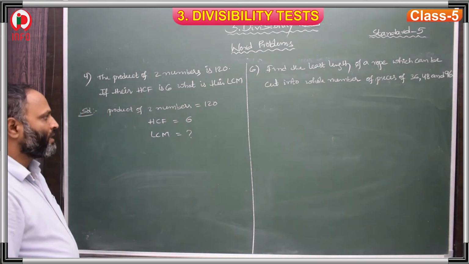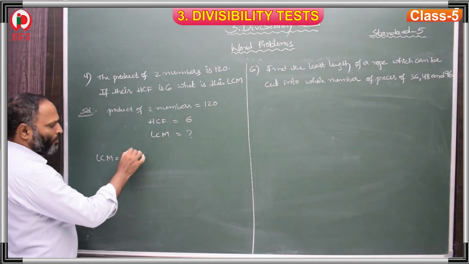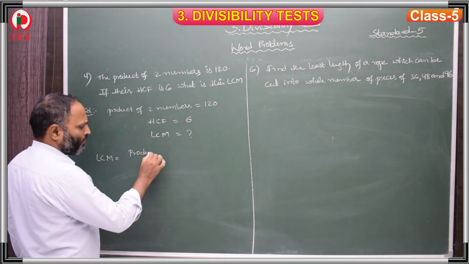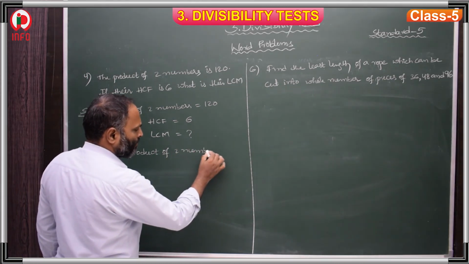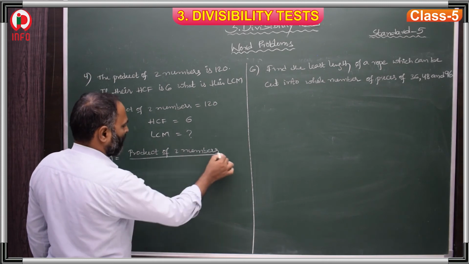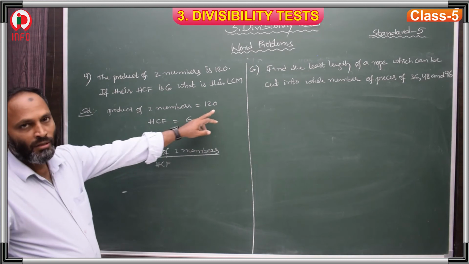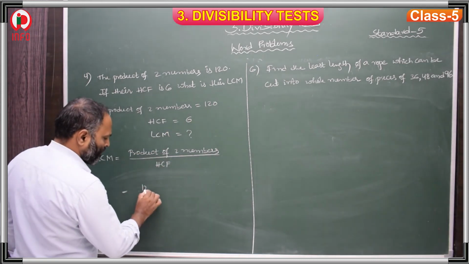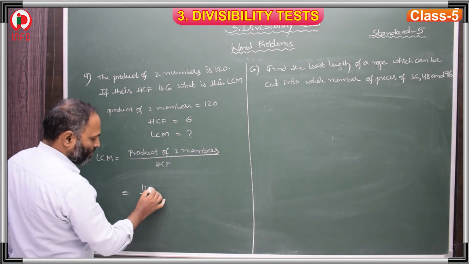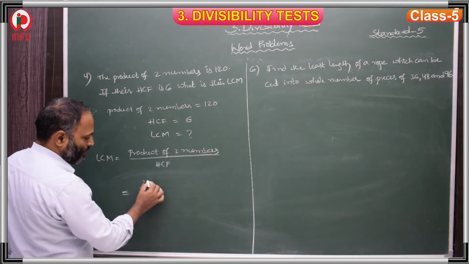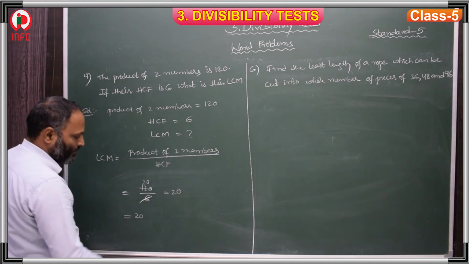In LCM and HCF, we have a formula. LCM is equal to the product of two numbers divided by the HCF. What is the product of two numbers? 120. Divided by the HCF, what is the HCF? 6. 6 1s are 6, 6 2s are 12, 20. That is 20. LCM is 20.